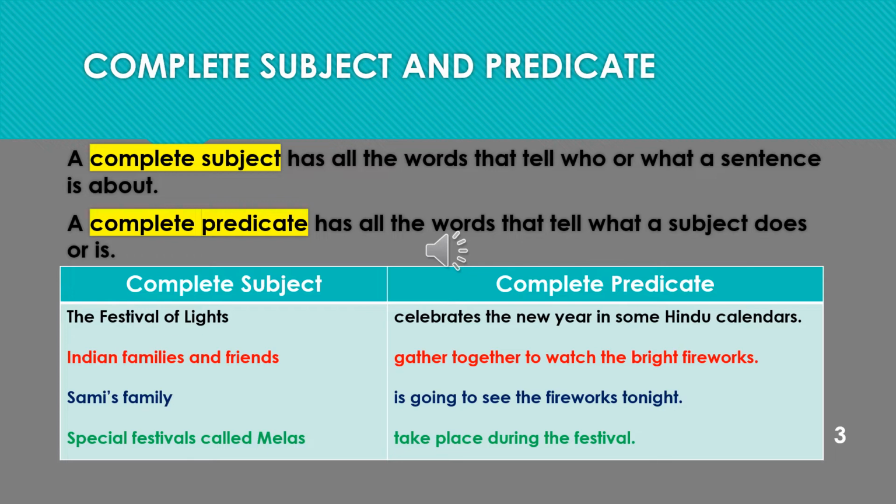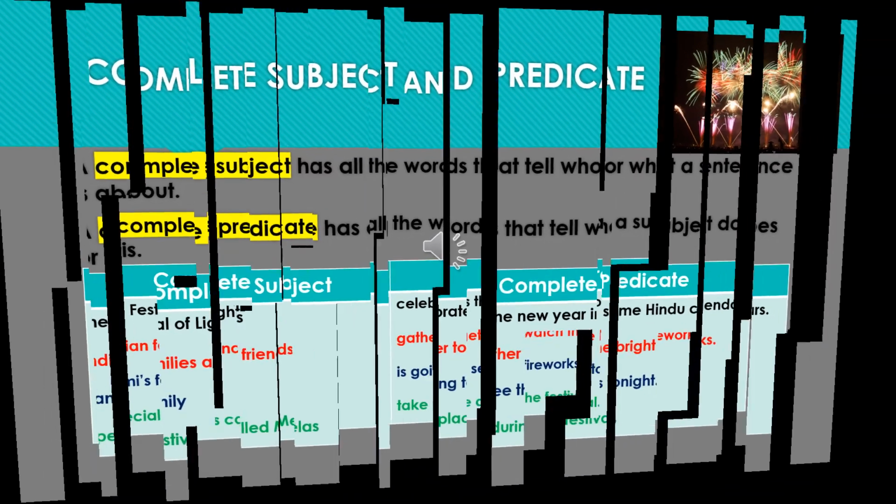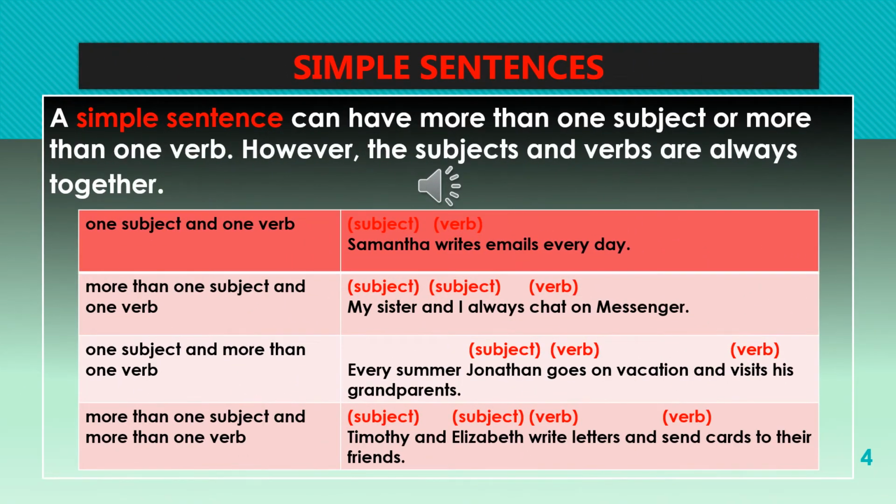Let's continue. Let's go to the next page, please. The title is Simple Sentences. A simple sentence can have more than one subject or more than one verb. However, the subject and verb are always together.